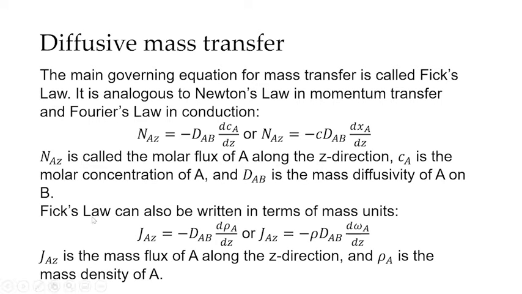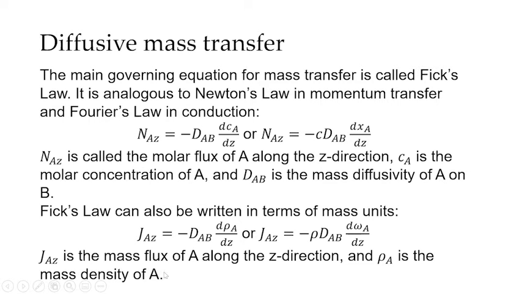Fick's law can also be written in terms of mass unit as written in this equation below. We have J_Az is equal to negative D_AB multiplied by d rho_A over dz. When you see the variable J, this pertains to a mass flux. So we are now differentiating the use of the letters N and J. We use the letter N for molar flux. We use the letter J for mass flux.